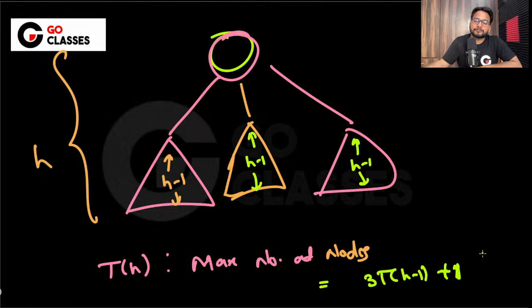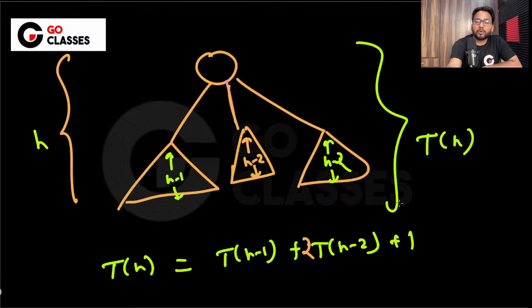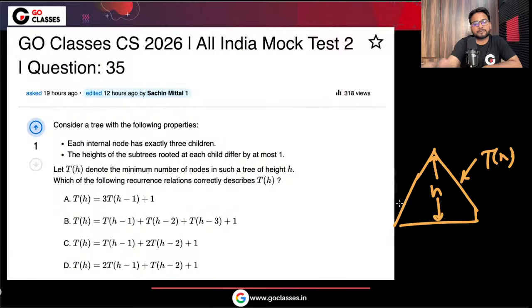Understood? This is h minus 1, h minus 1, h minus 1. So 3 times Th minus 1, where Th minus 1 is the maximum number of nodes at height h minus 1. So maximum number of nodes here, here, and here. This T obviously is different from that T. But currently, since they are asking for the minimum, 2 Th minus 2 plus Th minus 1 plus 1 is the answer. This is the answer, right?